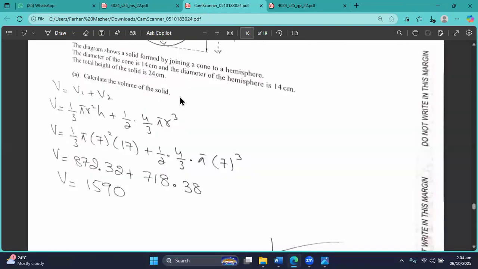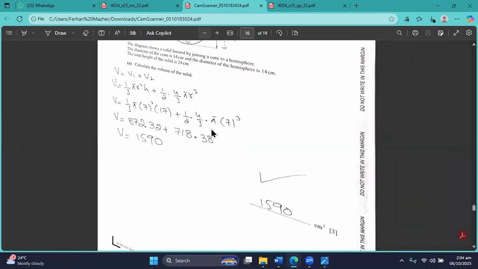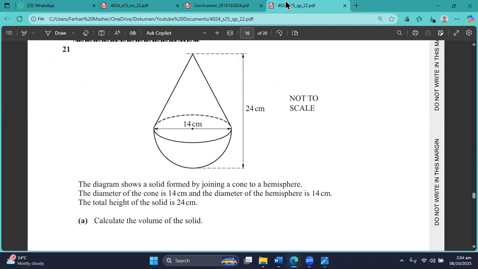So this is how this is done. Okay, so 1590. Okay, so my scanner has done funny things with these documents. I don't know how this happened, but it happened.